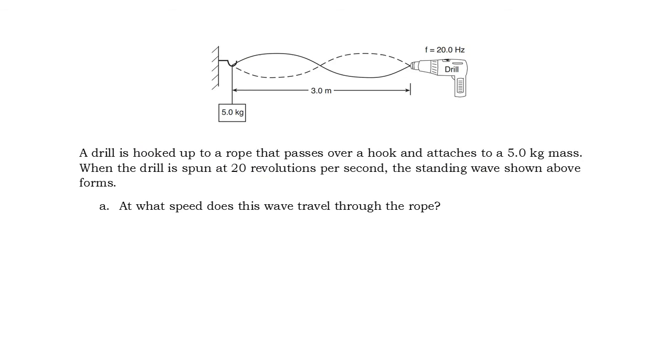In this problem, we have a drill that's oscillating a string, making a standing wave. We want to know what speed the wave propagates through the rope, so we'll use our wave speed equation, v equals f times lambda. Now the frequency of the rotation of the drill is 20 Hertz, and the wavelength for a standing wave, this is one wavelength, starting from a node to the next node to the next node. That is one wavelength. So the wavelength here is 3 meters, making our wave speed 60 meters per second.